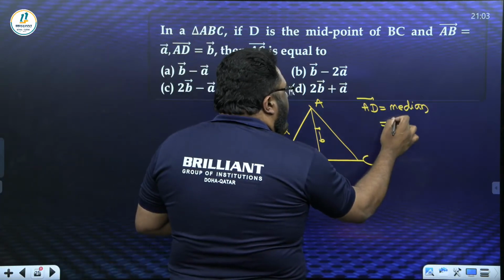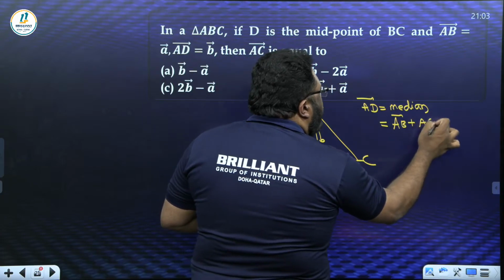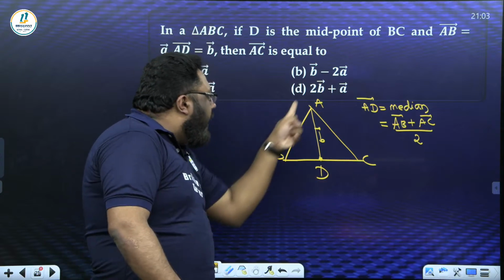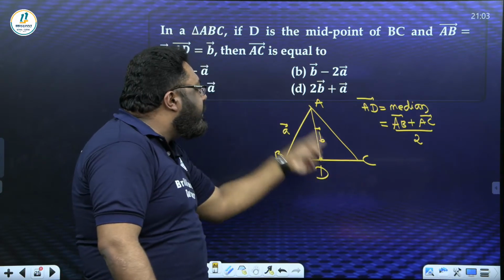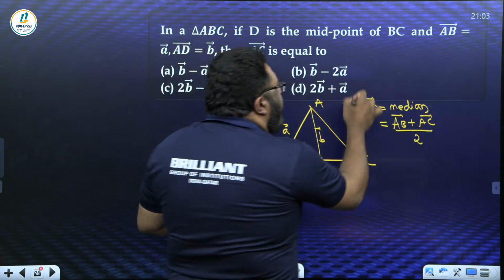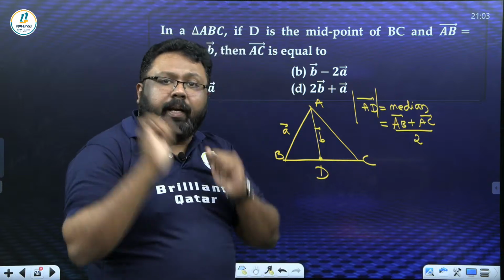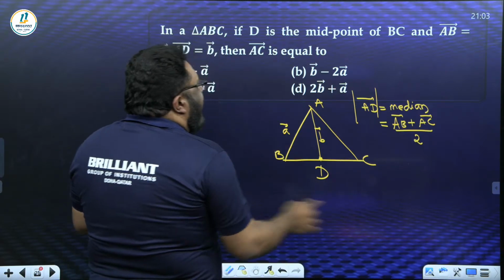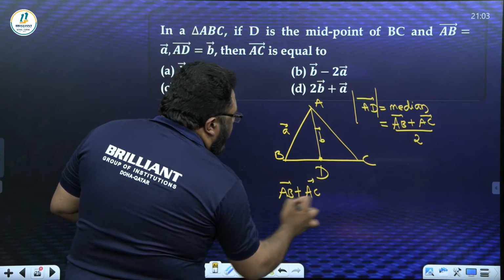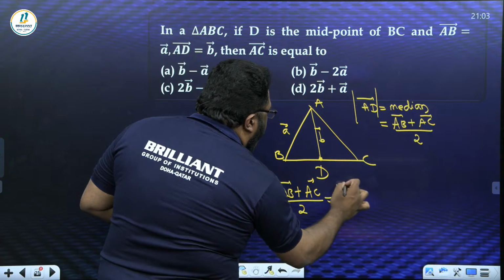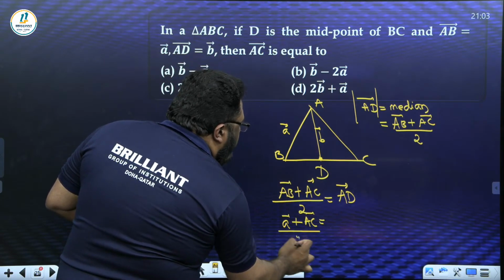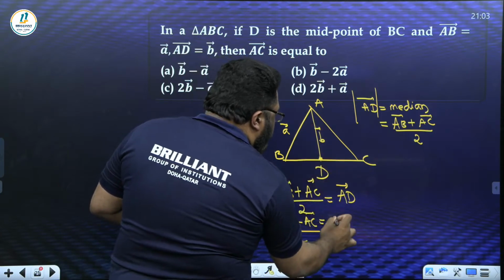Median is actually the sum of the two vectors AB plus AC. Here the median starts from A. So the vectors AB, AC, which also start from A, the two sides divided by 2 is the median of the triangle ABC. If I find its magnitude, I will get the length of the median. Now here in this case, I don't need the length, I need only vectors. So I can say (AB plus AC) by 2 equals AD. AB is A, AC I don't know, divided by 2 equals AD, which is B.